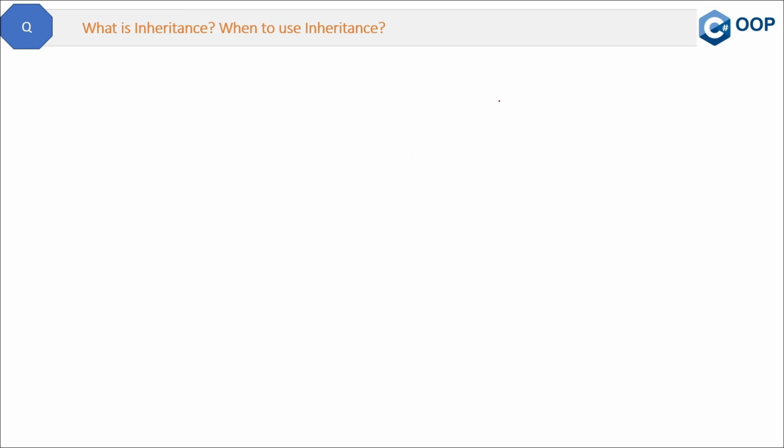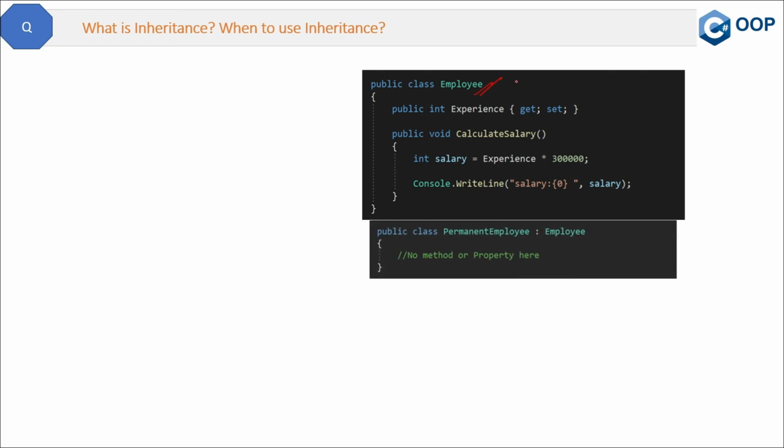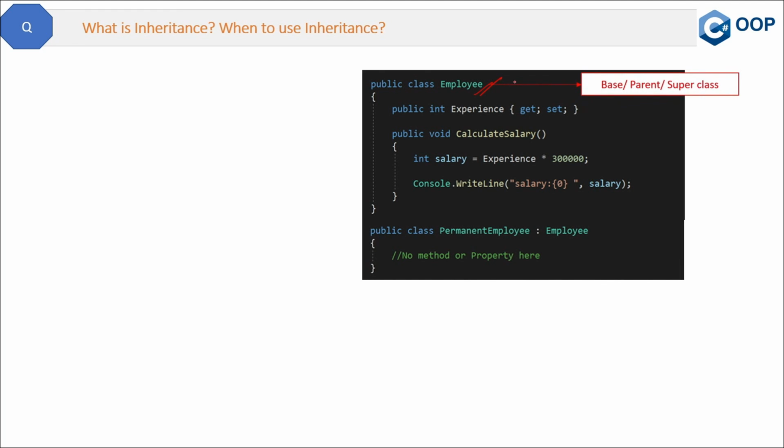Here is a very good question. What is inheritance? When to use inheritance? As always, let's see the code example first. Here, Employee is a parent class, okay? Remember, base class, parent class, and super class are the same things. Do not get confused by their different names, okay? Then we have this PermanentEmployee class, which is a child class. Again, derived class, child class, and subclass are the same things.